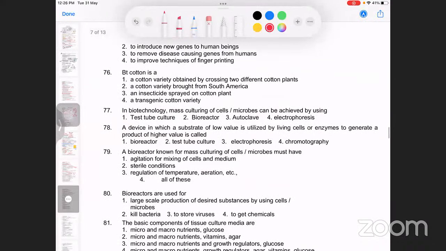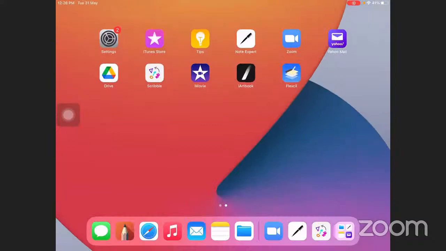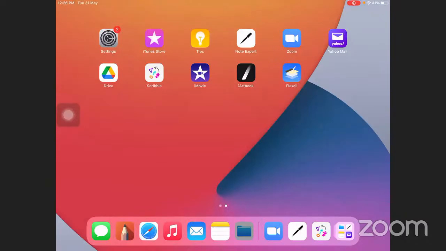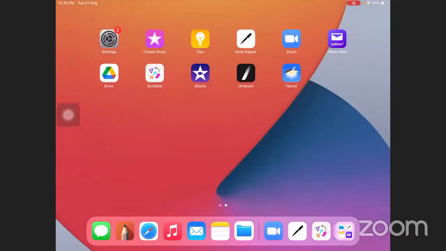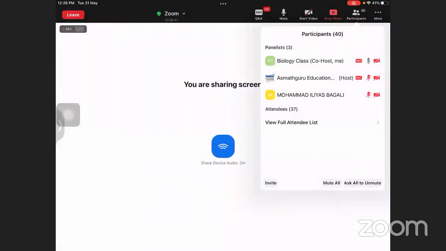Next, 76th question. Hope you are with me. 76th question: BT cotton is a cotton variety obtained by crossing two different cotton plants, a cotton variety brought from South America, insecticide sprayed on cotton plant, transgenic cotton variety. What is BT cotton?